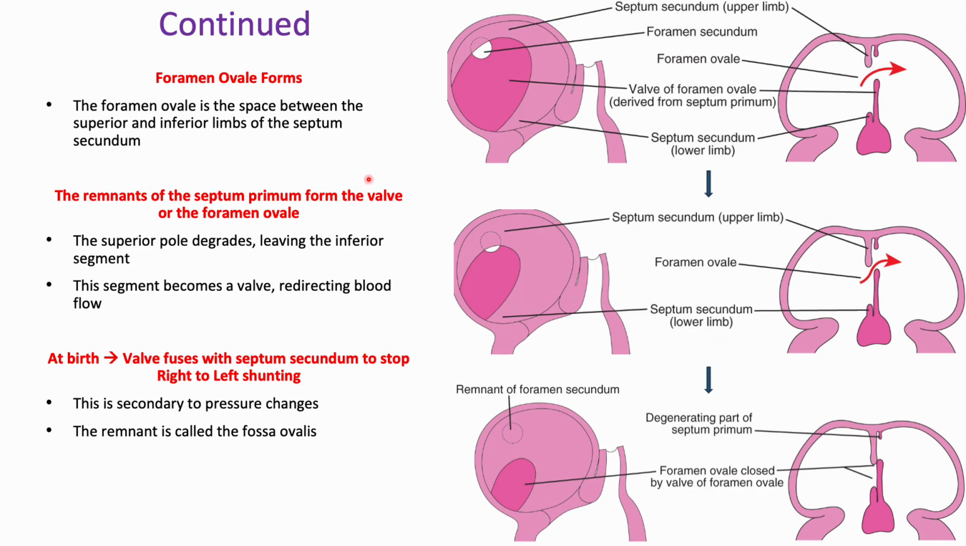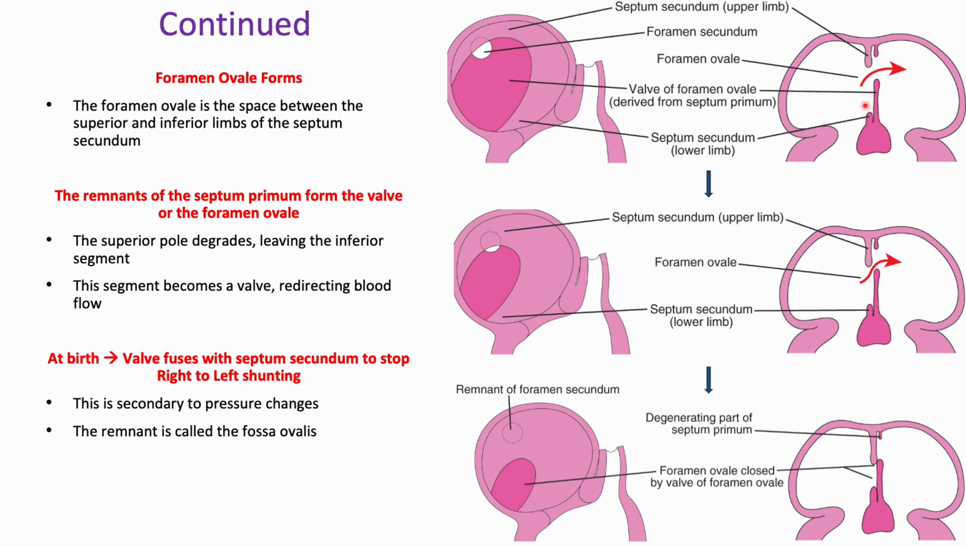Okay, so as we're moving, the septum secundum, again, is starting to form, and its end goal is going to be to come down and fuse inferiorly. Now, during this process, we're going to start to develop what we're going to call the foramen ovale. So the foramen ovale is a space between the superior and inferior limbs of the septum secundum, so it's this big space here. And we can see if this is the superior limb, this is the inferior limb, the space in between is the foramen ovale.